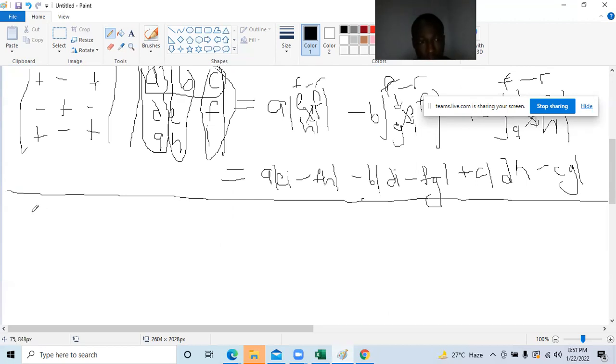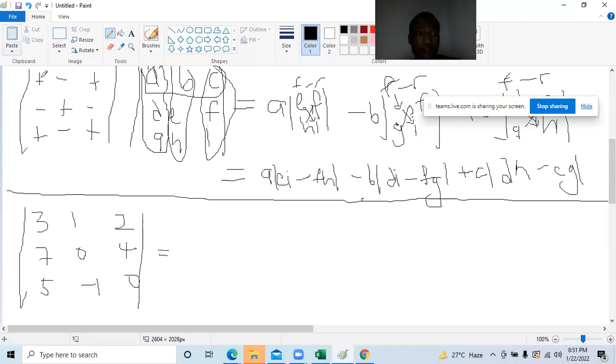So 3, 1, 2, 7, 0, 4, and 5, minus 1, 0. Can you get your hands on the determinant of this matrix? Don't forget we had plus, minus, plus here. So this is going to be 3 times A. I'm going to solve it once and for all because I don't have time. So I'm taking out this plane, so I'm left with only this plane, right?